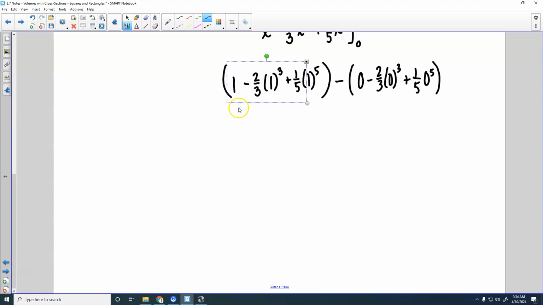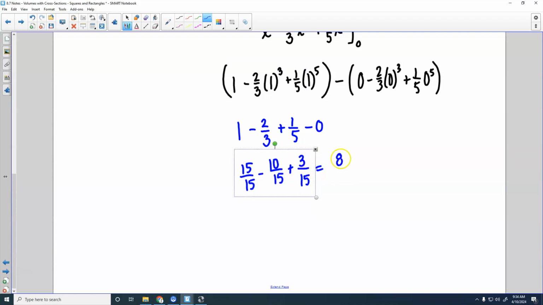All right. 1 minus 2/3 plus 1/5. All of this over here is 0. So if we get common denominators, we got 15 over 15 minus 10 over 15 plus 3 over 15. And that is going to give us 8 over 15. So whatever your units are for this, if it were feet, miles, or inches, it's going to be 8 over 15 cubic feet or cubic inches or cubic miles, whatever you're looking at there.